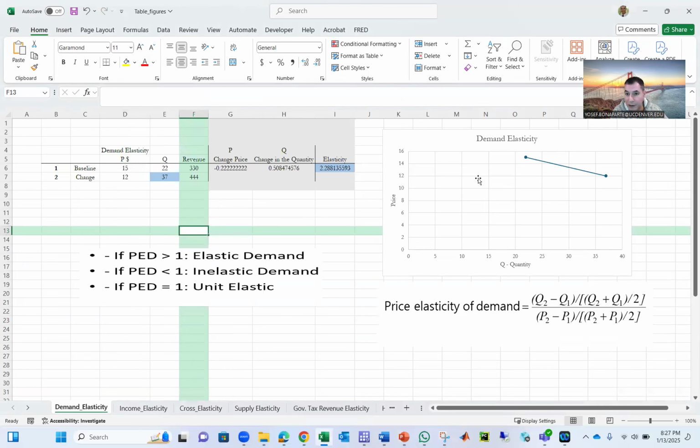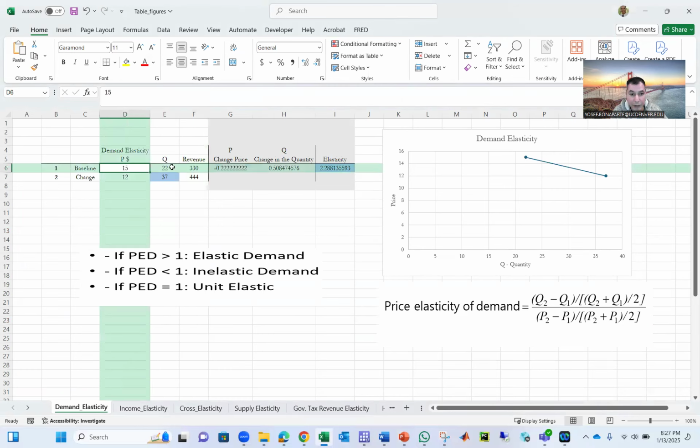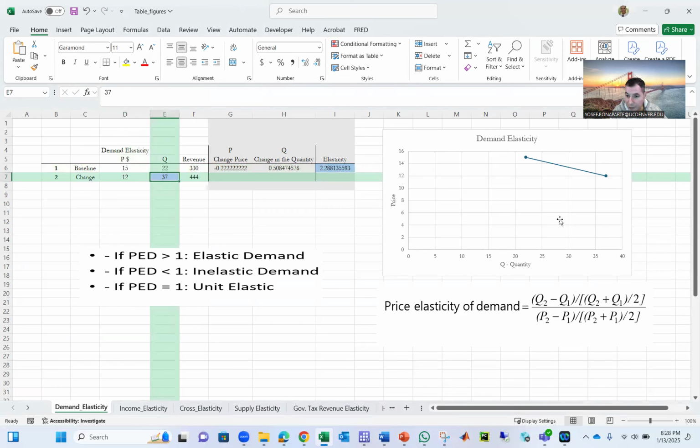Suppose the price was 15. At a price of 15, the quantity was 22. Now, for whatever reason, the price went down to 12, and then the demand became 37. So when the price went down, there's more demand, more quantity. That's an inverse relationship. The lower the price, the more the quantity.